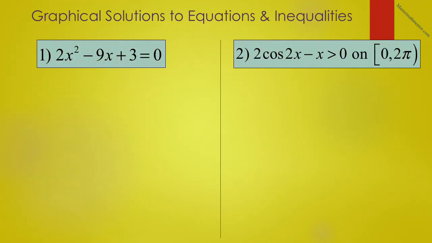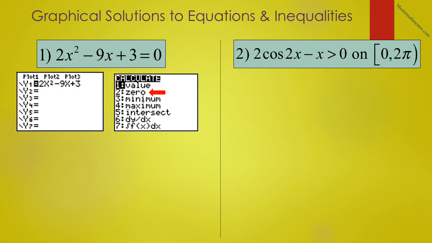Let us see how we can use the calculator to solve some basic equations and equalities. If we would like to solve the equation 2x squared minus 9x plus 3 is equal to 0, we can do this graphically. We graph y is equal to 2x squared minus 9x plus 3. And then since we are trying to find the roots of it, or the zeros of it, we will use our calculate screen and choose 0.